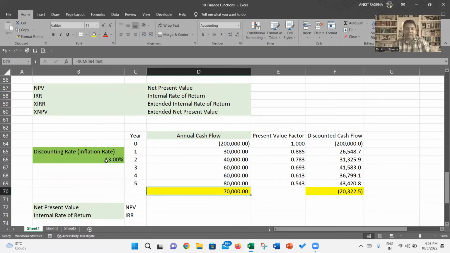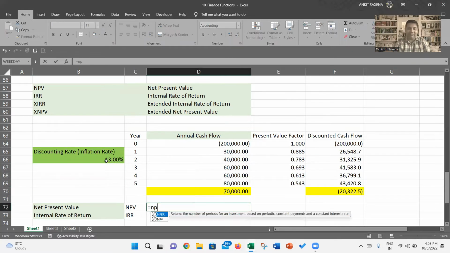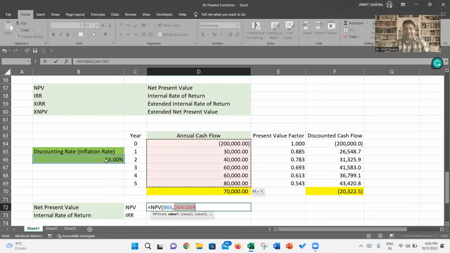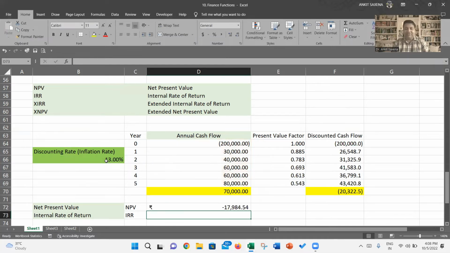Now, if I want to use an Excel function for this purpose, I have to use NPV. In NPV, I'll take the discounting rate first of all. And most of the time, the mistake committed by most students is like this. They start doing the selection like this, which is the entire range of values. Definitely it is, but it is not the correct way to calculate NPV in Excel. The moment you do that, you'll get a different answer.